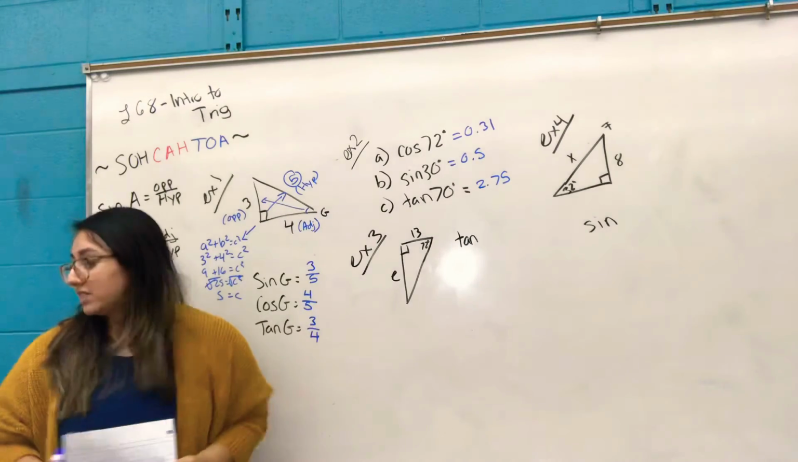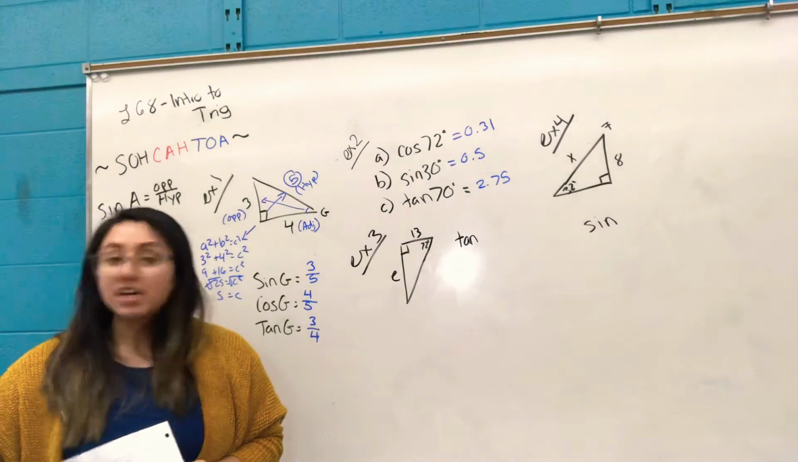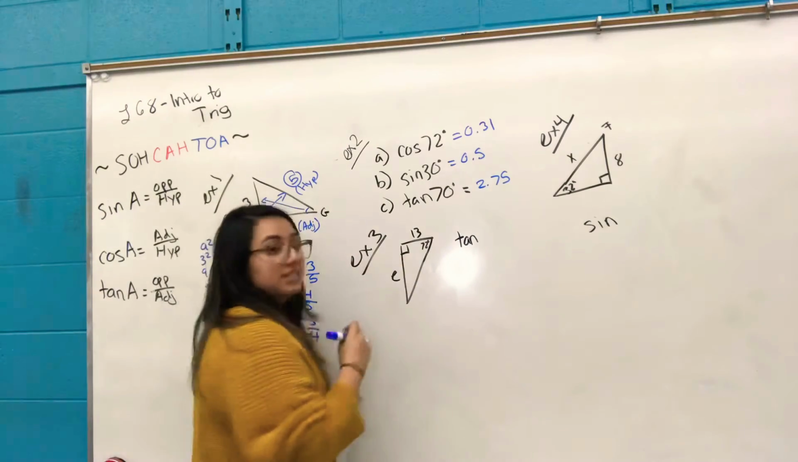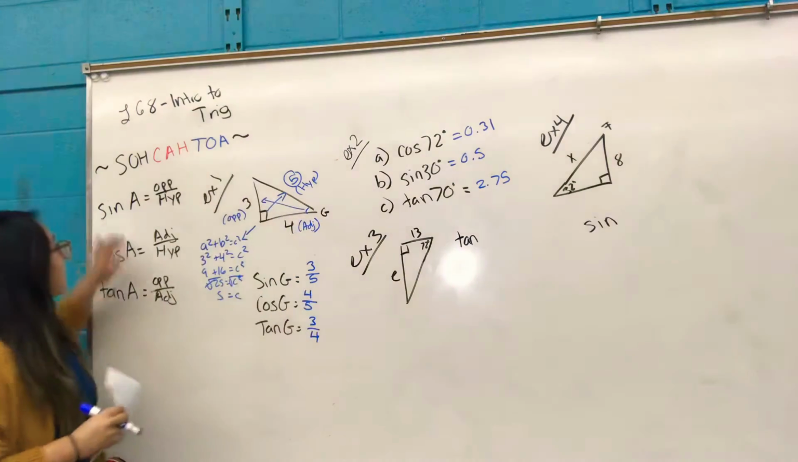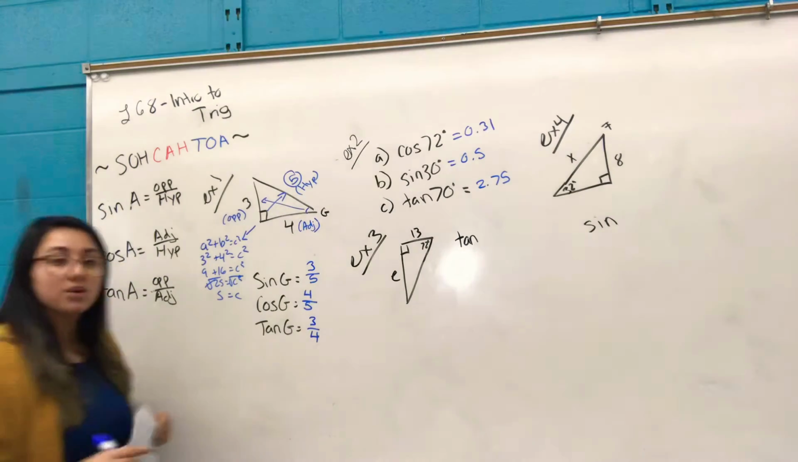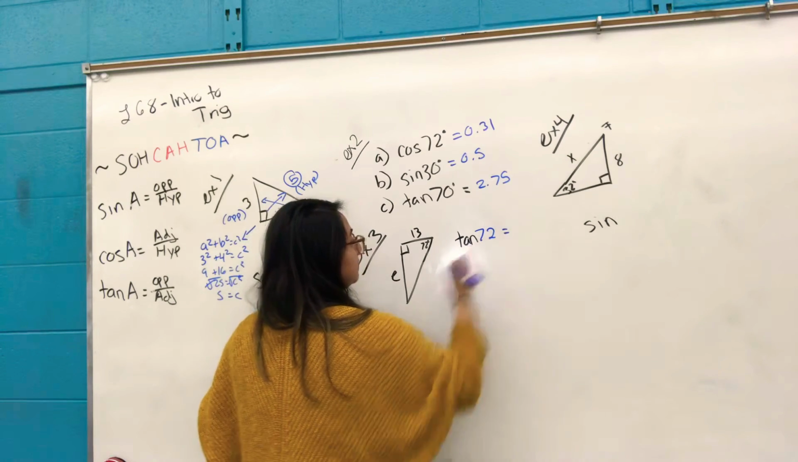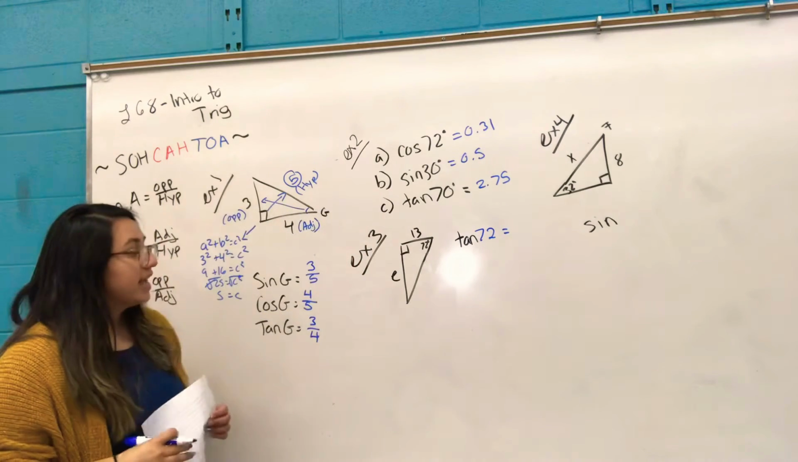Example 3, here it says to use a tangent ratio to find e to the nearest hundredths. So we're using the tangent. It's always sine, cosine, tangent of an angle. So that capital A means an angle. The only angle we have here that we're going to be focusing on is 72 degrees. And that's the main angle here.